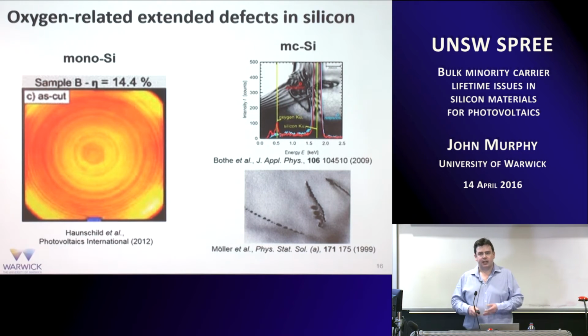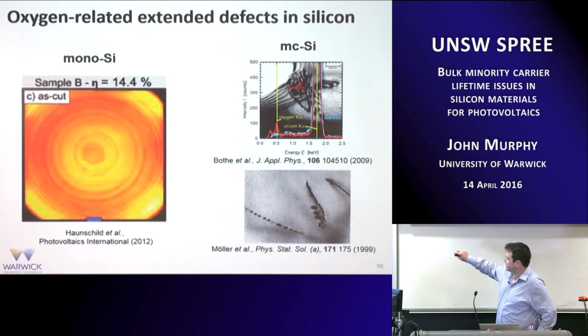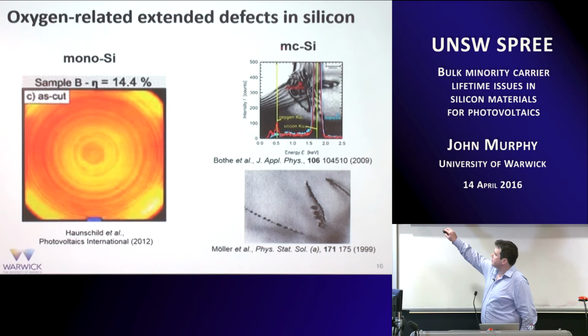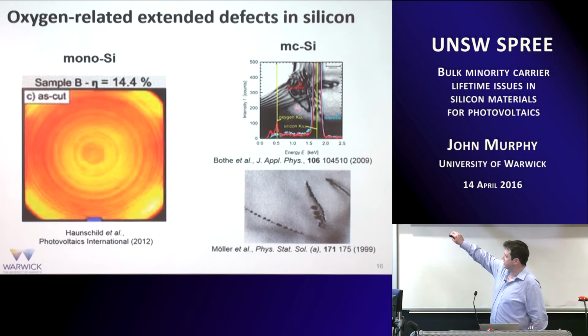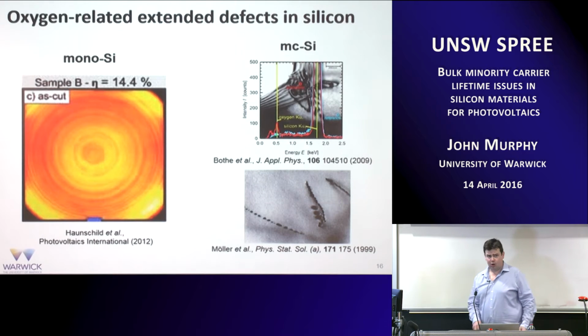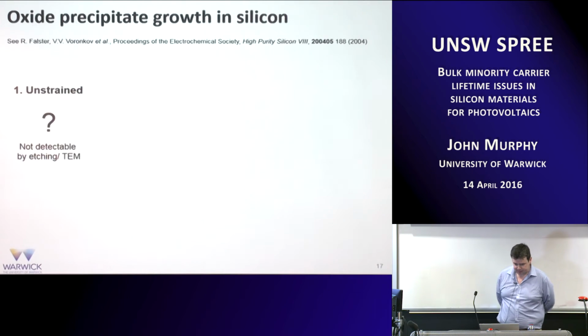You also find in multicrystalline silicon that you get oxygen-related precipitates forming. In this case, I think at a grain boundary. In this case here, we've got co-precipitation of metals and oxygen. But oxygen precipitates form in silicon PV.